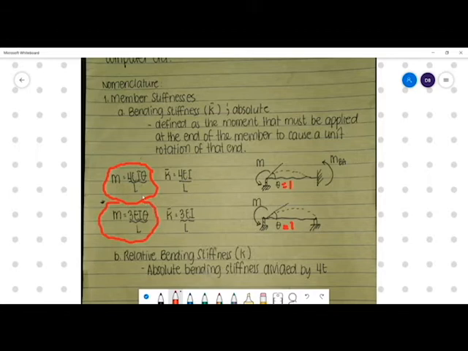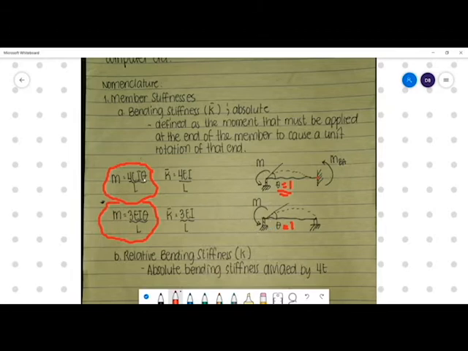When the far end of the beam is fixed, because on the other side it restrains the rotation, in order to maintain that unit rotation, it takes a higher value of moment to cause that rotation, rather than if it's just a simple support, where we allow the rotation on the right side, and the required moment is smaller.